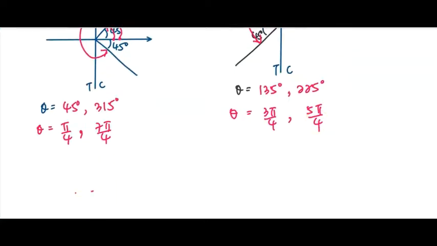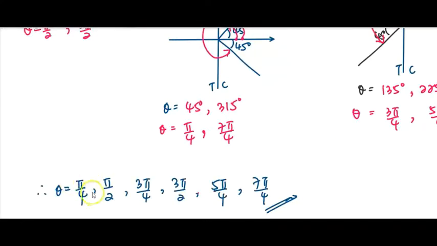So now you are going to unite all the answers together. You get 6 angles to be accepted as your final answer. That is pi over 4, pi over 2, 3 pi over 4, 3 pi over 2, 5 pi over 4, and 7 pi over 4. I'll try to arrange the angles from the smallest to the biggest.